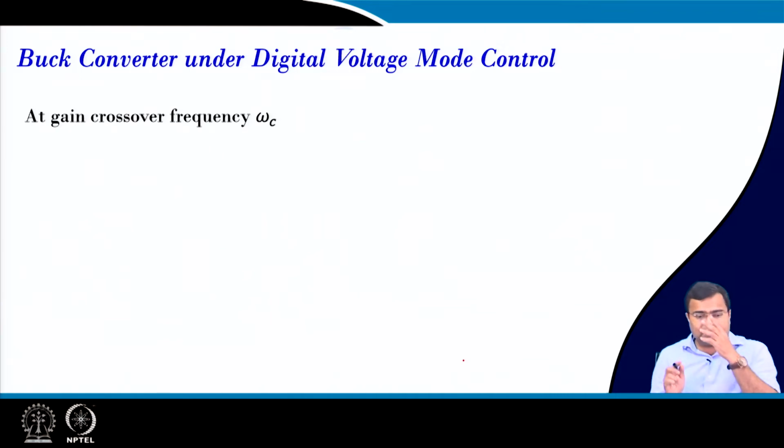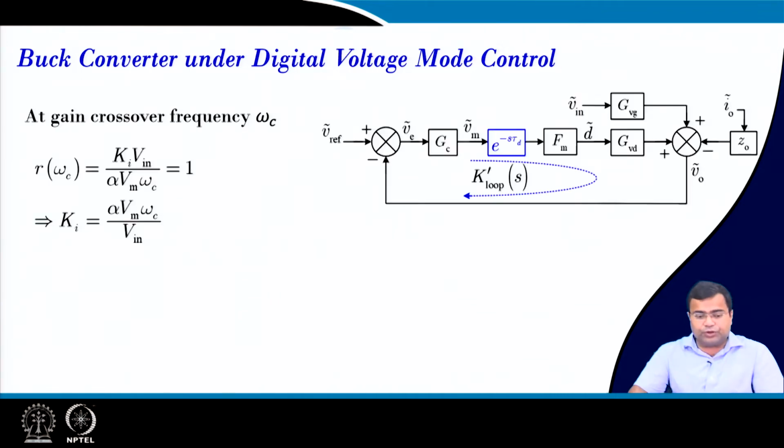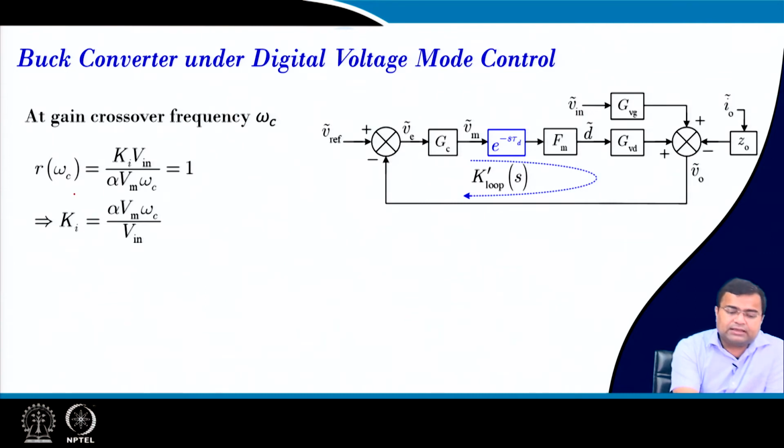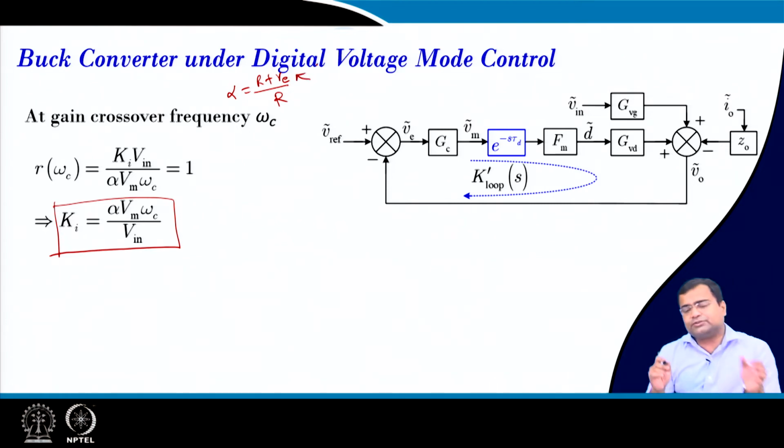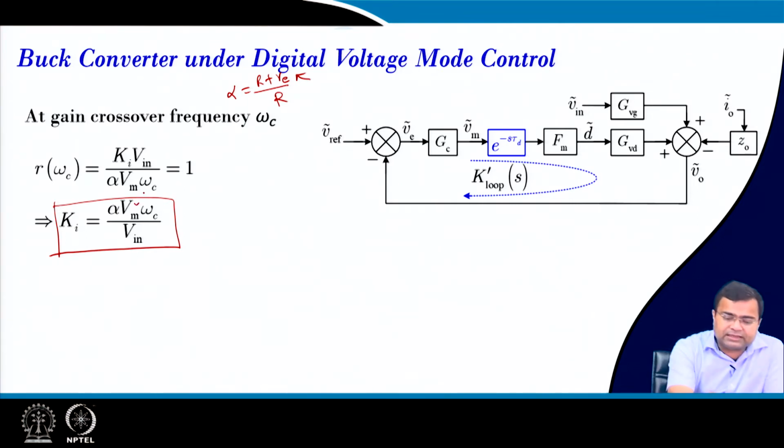Now, how to design at the gain crossover frequency? We know that if we write omega equal to omega c, the magnitude will be 1. So, from this expression we can get the integral gain in terms of alpha, which is known. Alpha is r plus Re by r. It is known because Re is the equivalent resistance, which is the sum of the DC resistance of the inductor plus the RDS on, and Vm is the peak voltage of the sawtooth waveform, omega c is the crossover frequency, and Vin is the input voltage.